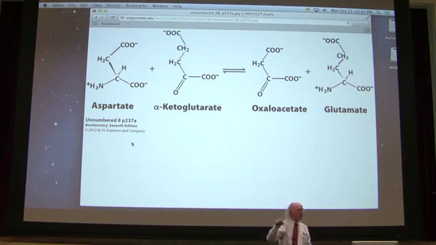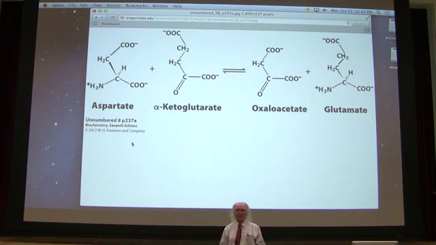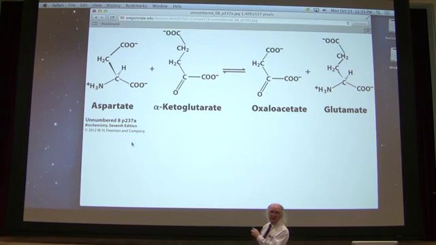What's going to determine the direction it's going to go? Concentration. So if I have a ton of this stuff, and I'm sitting here with an amine, it's going to be much more likely it's going to bind to this and go this direction than it's going to bind this and go this direction.